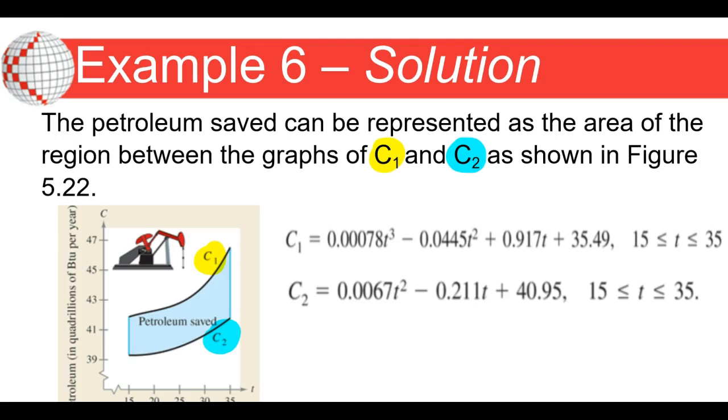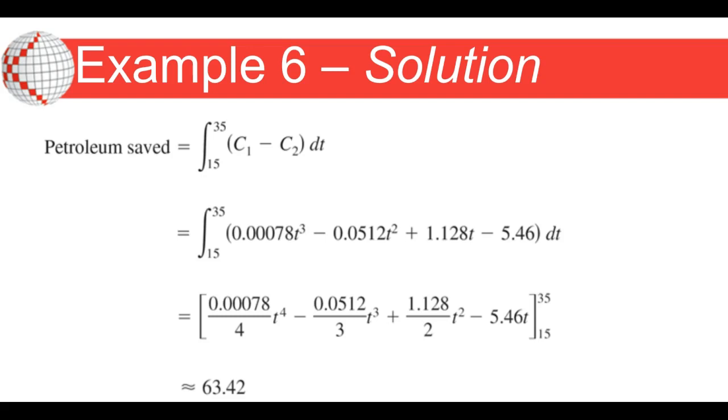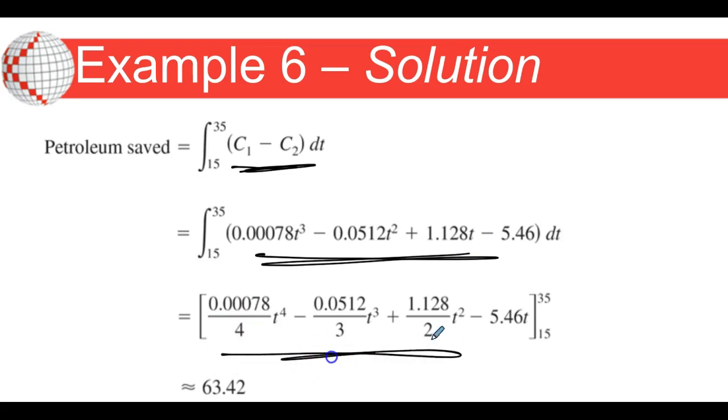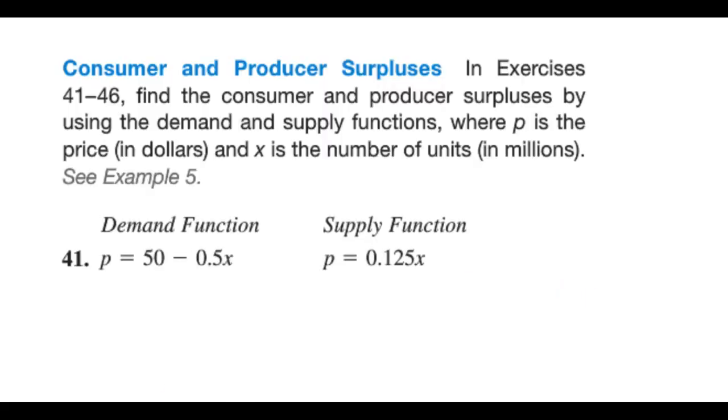And again, upper minus lower. And here's the setup for that. After you do upper minus lower, this is what it simplifies to, this is what it integrates to, and after the fundamental theorem of calculus, you get 6342.